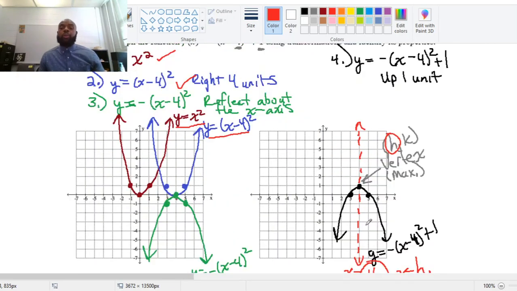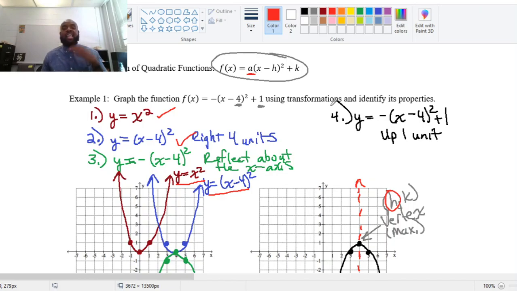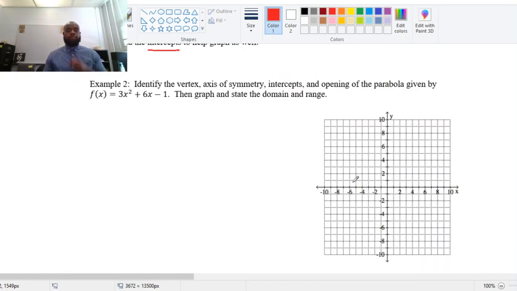And so what we want to do is develop a method so that we won't have to go through these transformations every single time in order to graph a parabola. And so let's look at an example where we do that. It says identify the vertex, axis of symmetry, intercepts, and opening of the parabola given by f of x equals 3x squared plus 6x minus 1, then graph and state the domain and range, right?